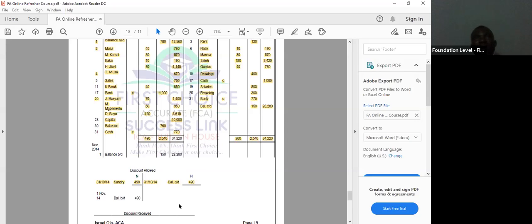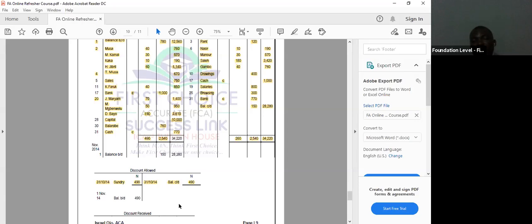Okay, let me look at it another way. Discount allowed, discount received, cash discount, they involve double entry. Number one, it involves the discount allowed account, and if it is discount allowed, it is going to affect your trade receivables. For discount received, it is going to affect your discount received account and it is going to affect your trade payables.